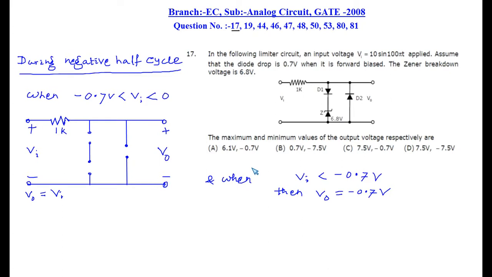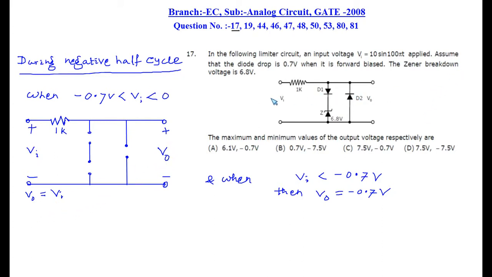Now let's discuss what will happen during the negative half cycle. During the negative half cycle, this diode will always be in reverse bias, so this branch will be open circuited. As long as the input voltage is above minus 0.7 volt, D2 will also be in open circuit condition. So when the input voltage varies from 0 to minus 0.7 volt, both branches are open and the output voltage will follow the input voltage.